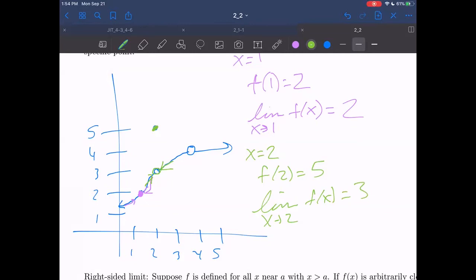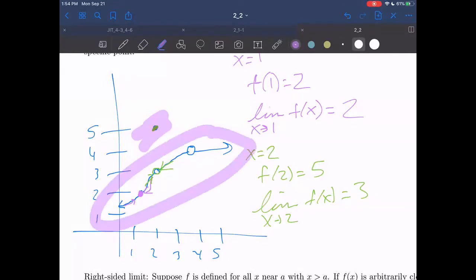Okay, so like if you could not see, let's say if you couldn't see this point up here, and all you had was this function down here, where would it look like the function was going to go? That's our limit.